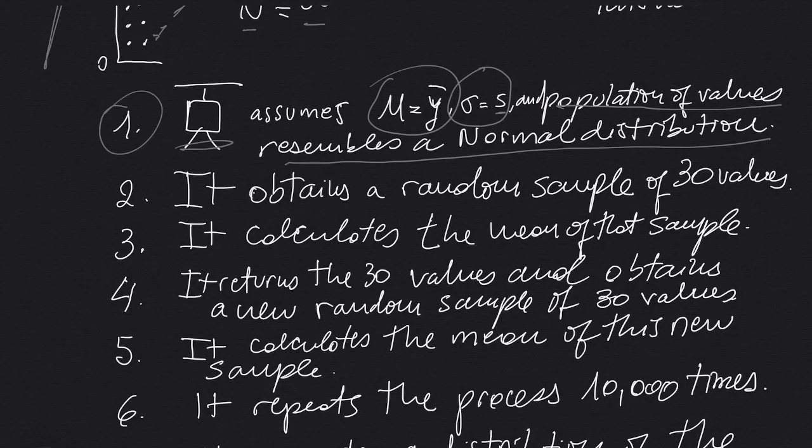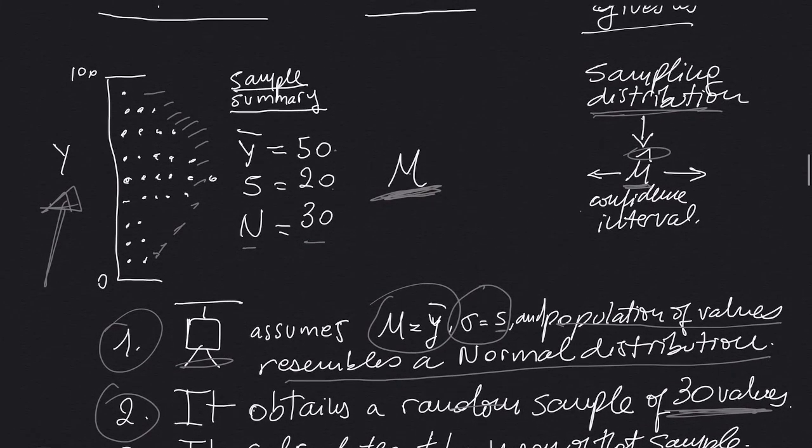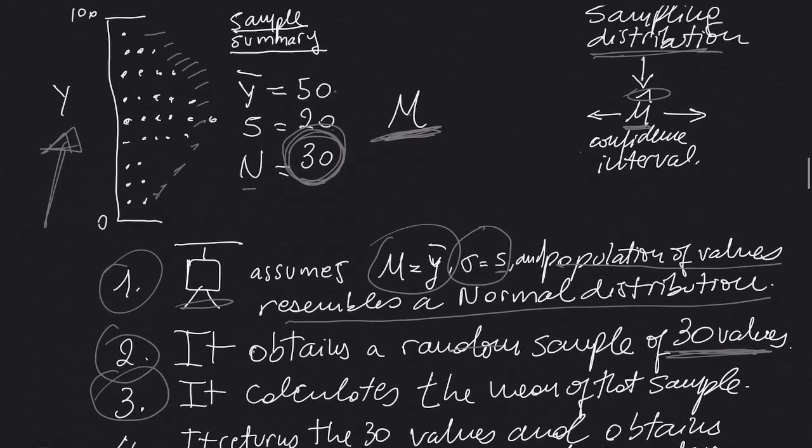So how do we obtain the 95% confidence interval? That's more complicated. That starts with step 2, in which the probability daemon obtains a random sample of 30 values. Why 30 values? Because that's what we did, and remember that the probability daemon is doing what we've done. We obtained a sample of 30 values, so that's what it does. Then it calculates the mean of that sample, which is what we did as well.